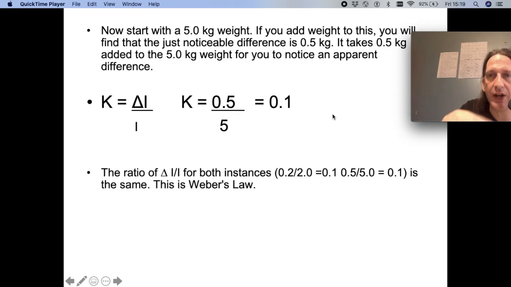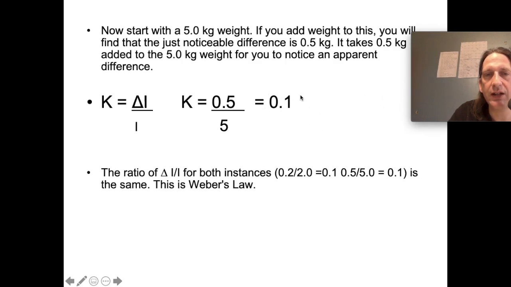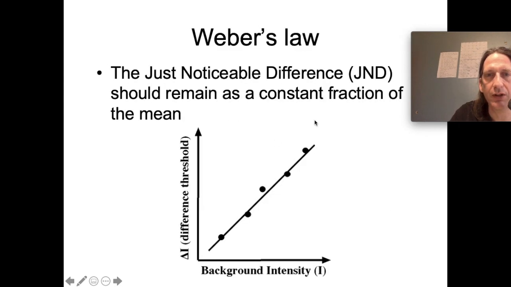And again, we keep adding weight to it until we notice that it's increased in weight. This time we find that it takes 500 grams, or half a kilogram, before you detect a difference. So if we plug this into the same equation, okay, so I is the stimulus magnitude, remember, in this case it's 5 kilograms. Our change in stimulus magnitude that we need to detect a difference is 500 grams. I divide one by the other, and I get the same number that I got before, 0.1. So it's remaining a constant fraction. The just noticeable difference is remaining a constant fraction of the mean.